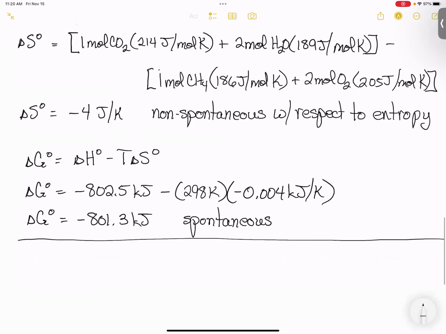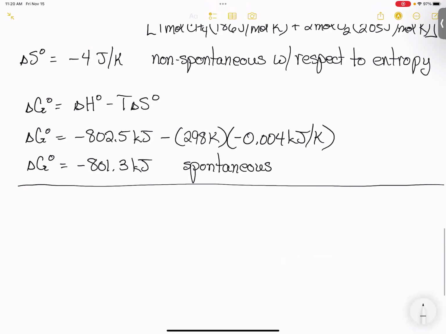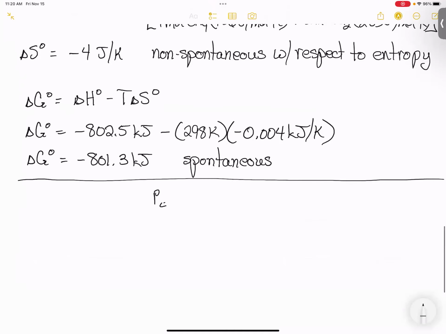Let's look at another example. P4O10 solid reacts with 6 water liquid to form 4 H3PO4 solid.